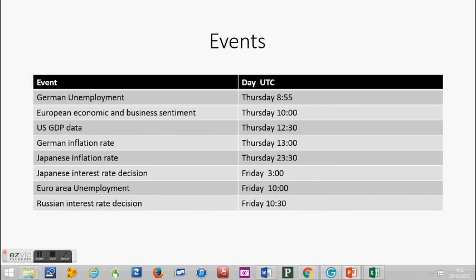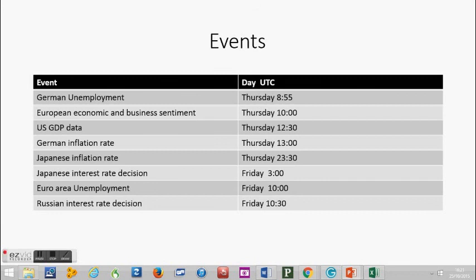The Japanese release their inflation rate. This is then followed by the Japanese interest rate decision. This is quite important because there has been some talk about the Japanese doing more stimulus efforts, cutting interest rates. More QE is more likely than cutting of interest rates. This is because there's been a bit of bad data out of Japan. So watch that. It's a busy day on that day.